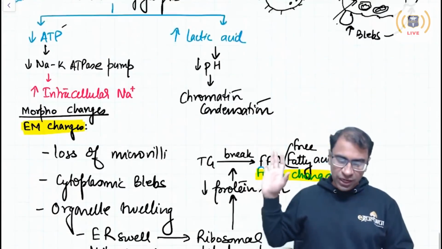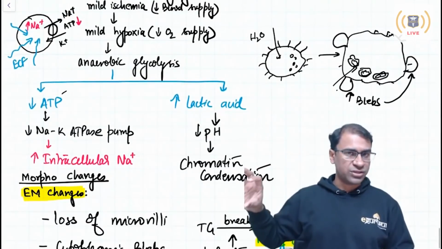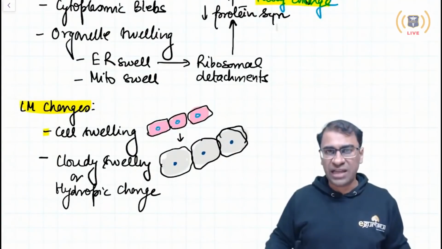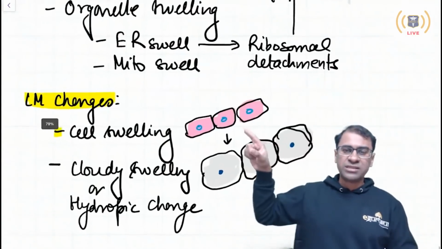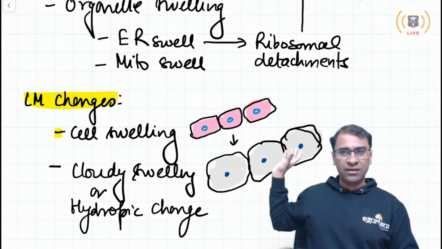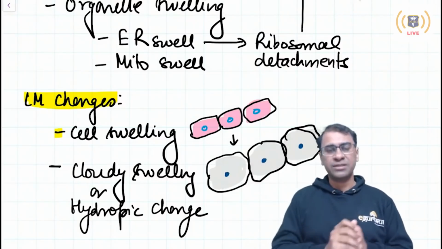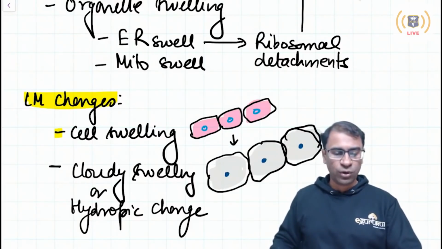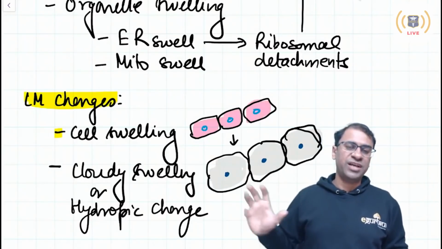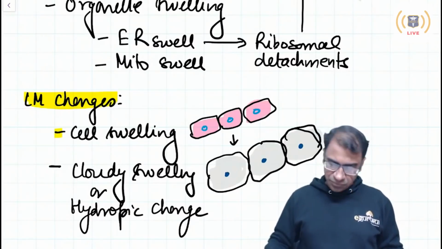Now, because of increase in lactic acid, the pH has reduced and the chromatin has already condensed. Looking at this, let's see the light microscopy. LM means light microscopy changes. This is the normal cell. When the water moves inside, the cell starts turning pale, and this pale color looks like a cloud, and hence the name is cloudy swelling. The cloudy swelling or the hydropic change is what you see here.